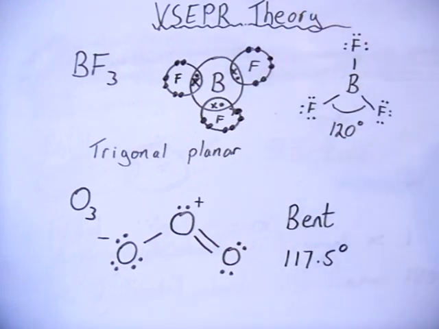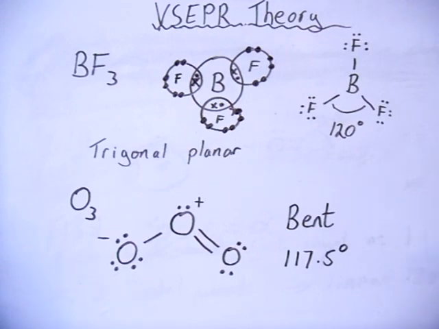Because what the VSEPR theory is, since I didn't mention it, is the valence shell electron pair repulsion theory. Effectively it just states that electrons are negatively charged, so electrons want to be as far apart from each other as possible. So as we can see here with these 3 electron clouds, 120 degree spacing between them, that's as far apart as they can possibly get from each other.